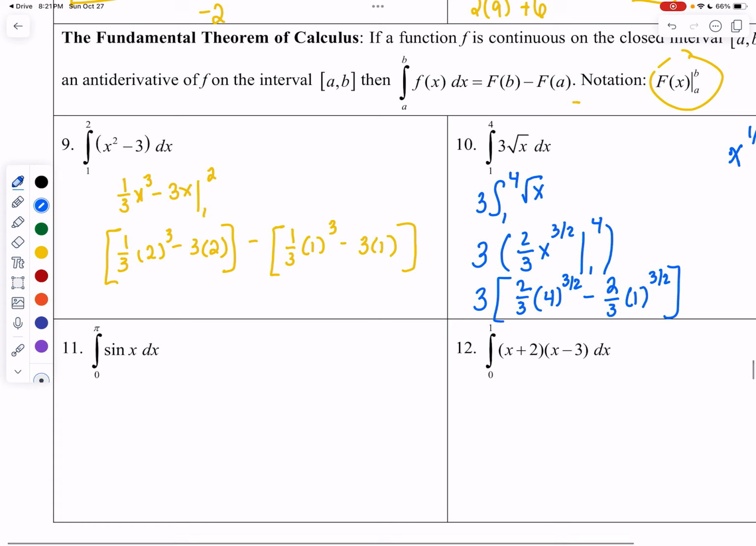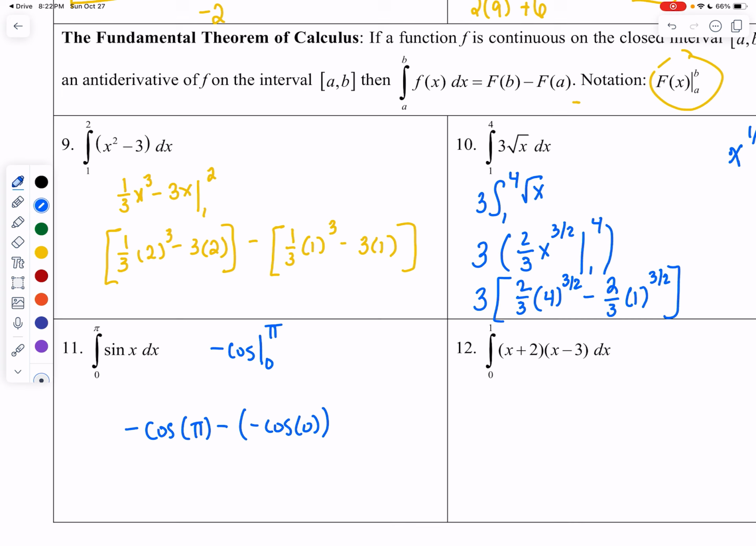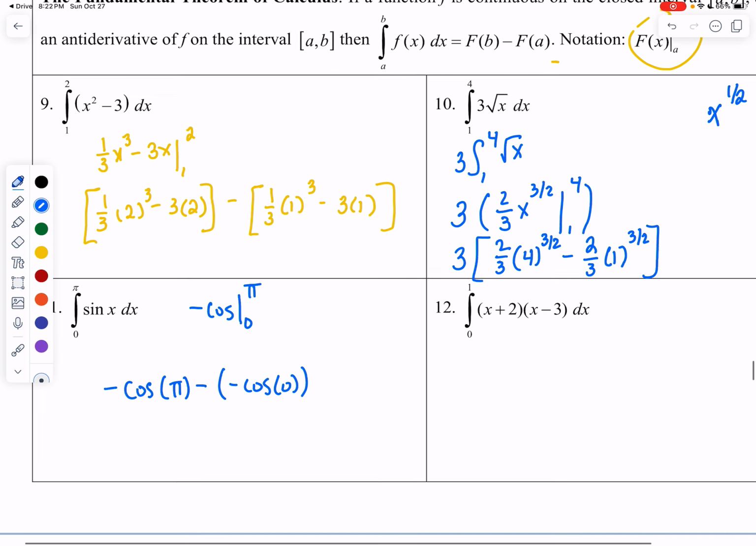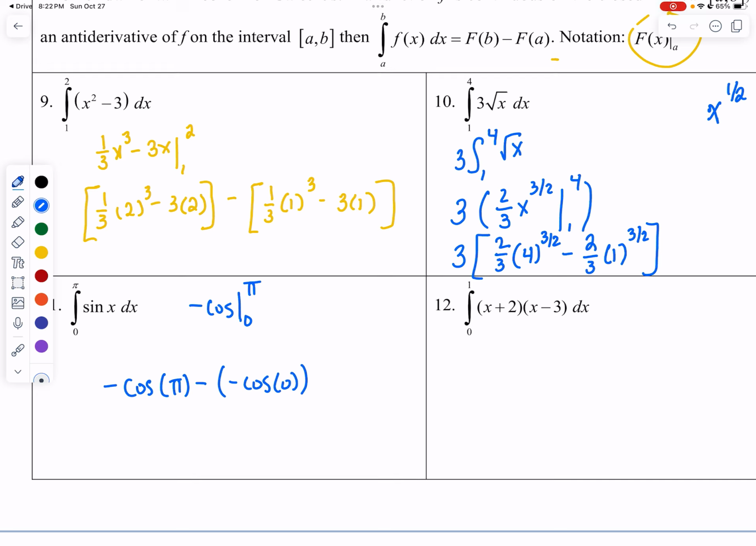All right. For number 11 here, we want to find the area under the curve of sine from 0 to pi. And this right here, remember that the integral of sine is negative cosine. So I'm just going to plug in pi, and I'm going to plug in 0. So negative cosine of pi minus negative cosine of 0. And honestly, just leave it like that and call it a day. Of course, you'll be expected to simplify and whatnot.